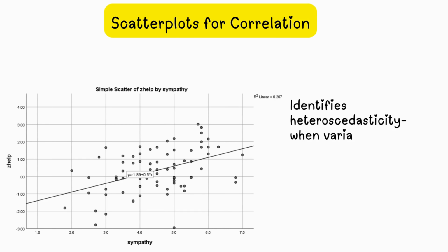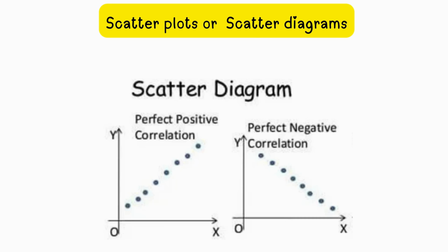Let us now look at a few different types of scatter plots or scatter diagrams. First, you can see a diagram where there is a perfect positive correlation between the x and y variables. That means the dots each lie on the same straight line. And you can also see a perfect negative correlation which has a rightward slope. That means as x increases, y decreases.